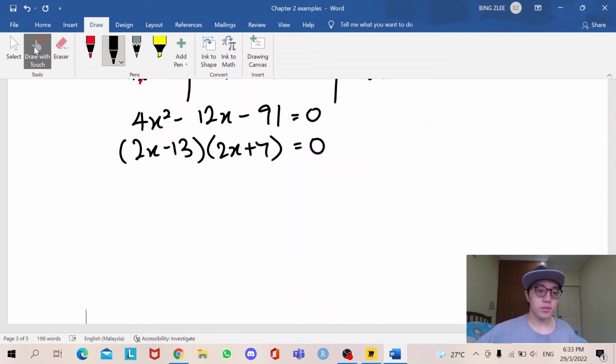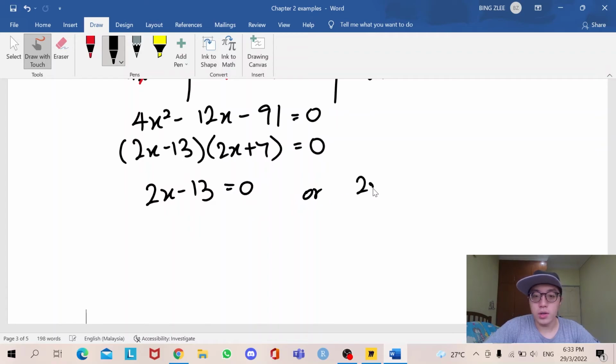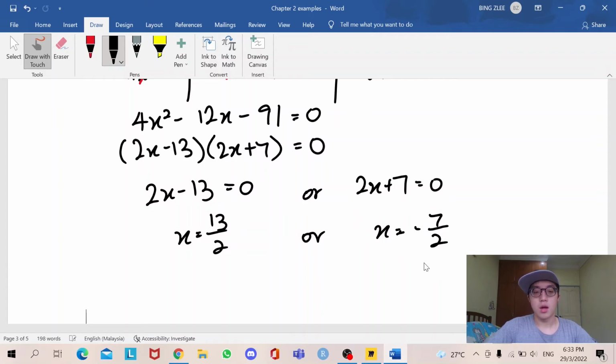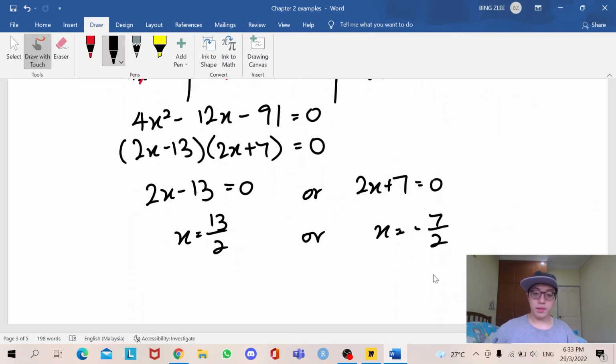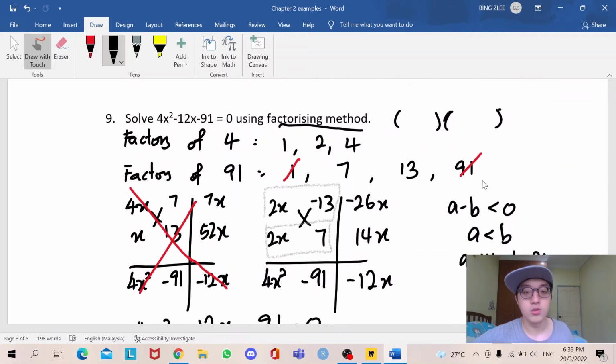As I said just now, in order for this to be equal to 0, either of the brackets must be 0. So it's either this is equal to 0 or this is equal to 0. Therefore, you can get that x is equal to 13 over 2 or x is equal to negative 7 over 2. And you can press your calculator to double confirm this. As I taught you just now, on mode equation and degree is 2. I'm just going to key in 4, negative 12, negative 91. You will get 6.5 as your x1 and negative 3.5 as your x2. And this is how you solve a quadratic equation using the factorization method.